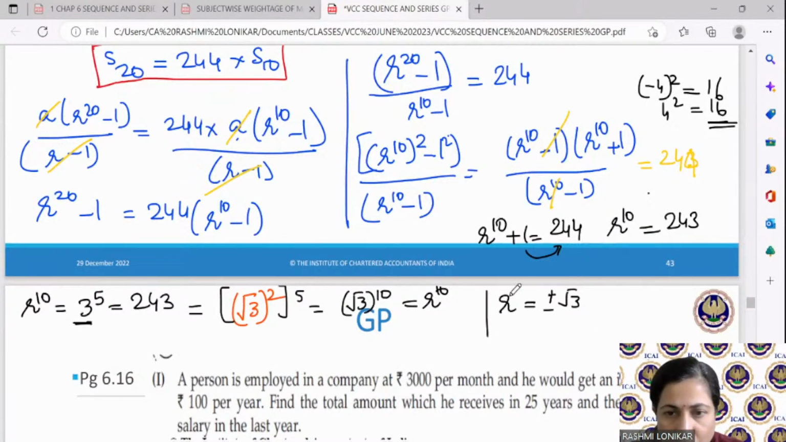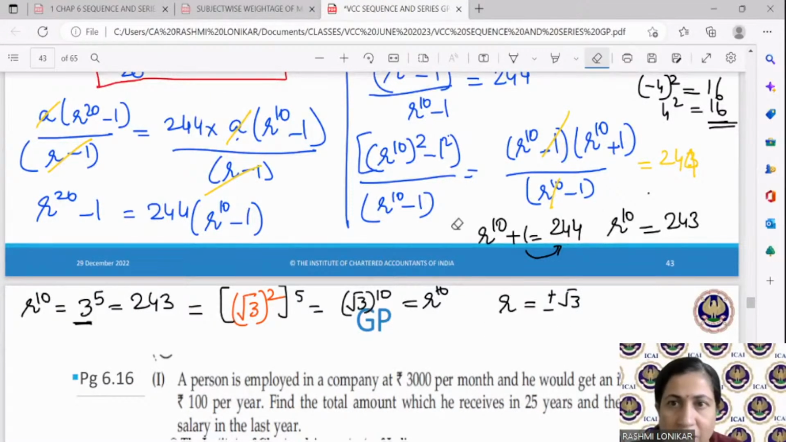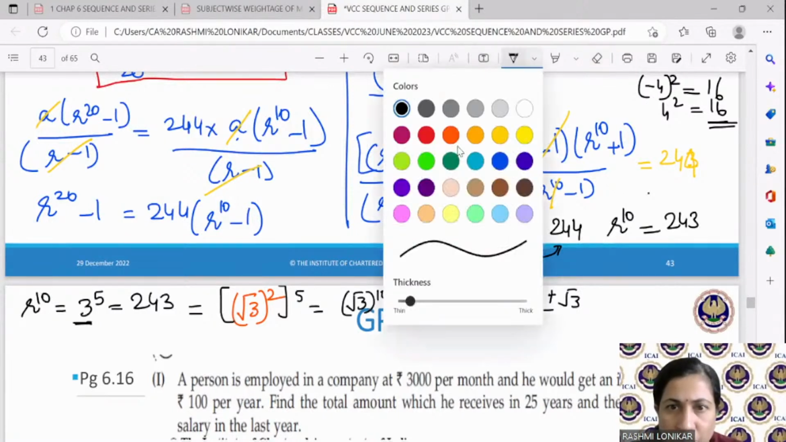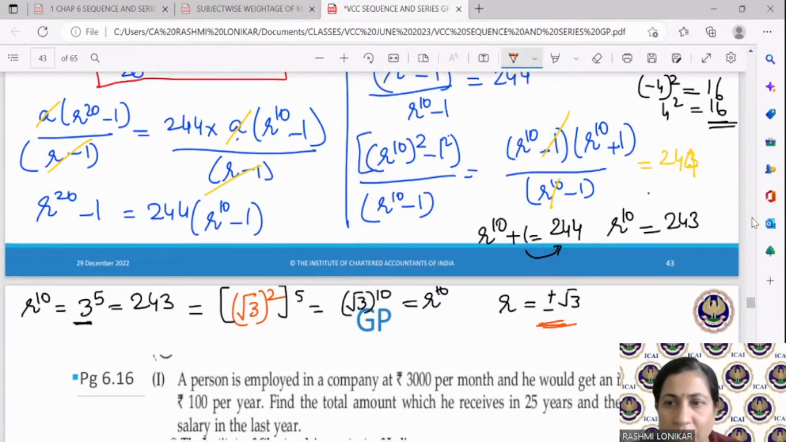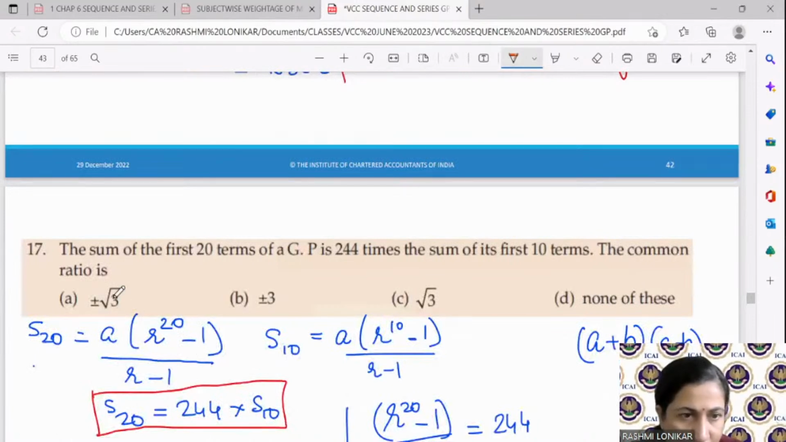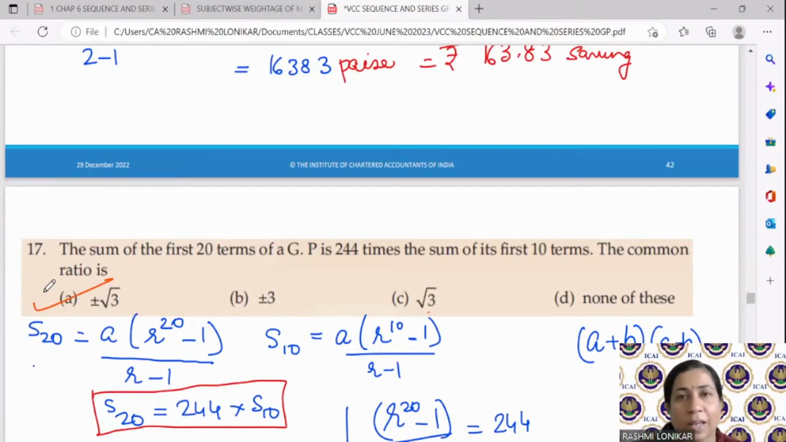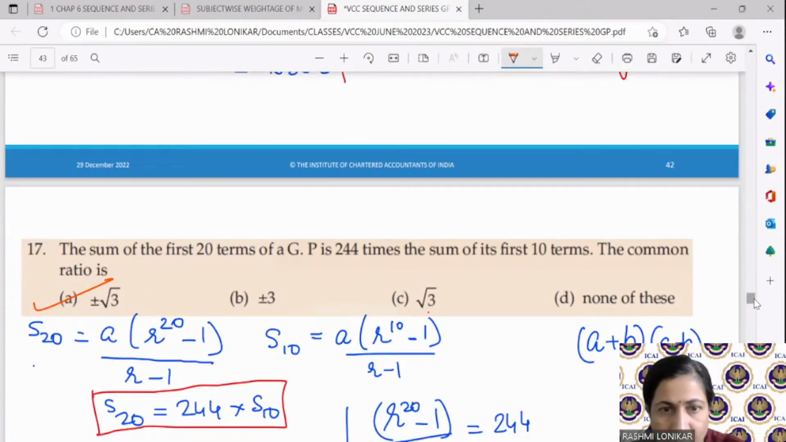So it is very important that you remember that whenever I have even powers, I don't know the sign. So this plus or minus is very important. That is why among your options you have plus or minus root 3 and you even have root 3, but A will be the correct answer. Why? Because for r raised to 10, I don't know whether it is the 10th power of a negative number or a positive number. So I have to choose this. Is that clear? This is a very interesting sum that I wanted to take with you.